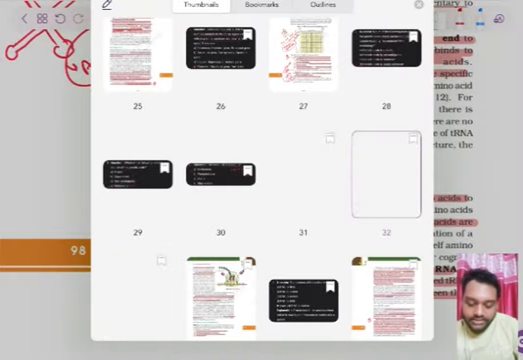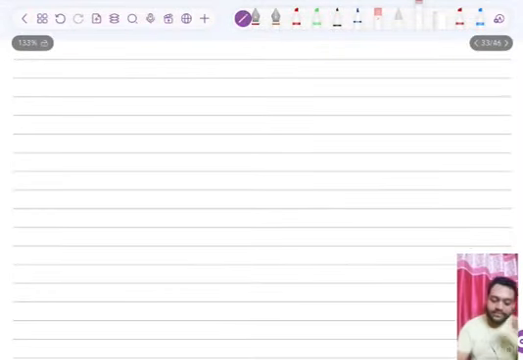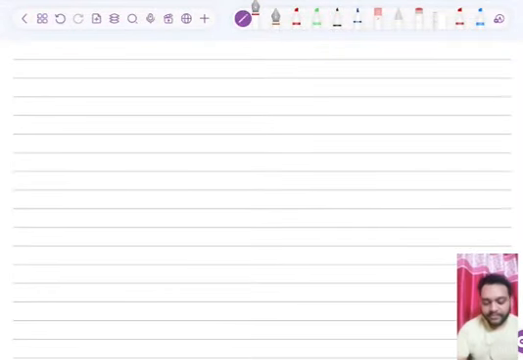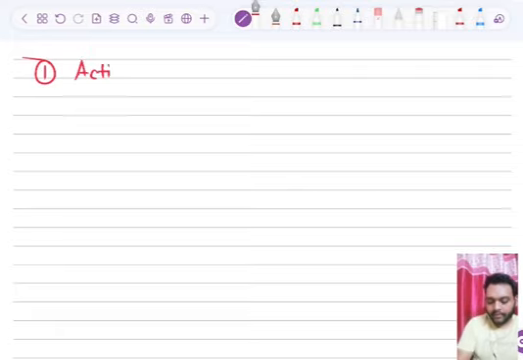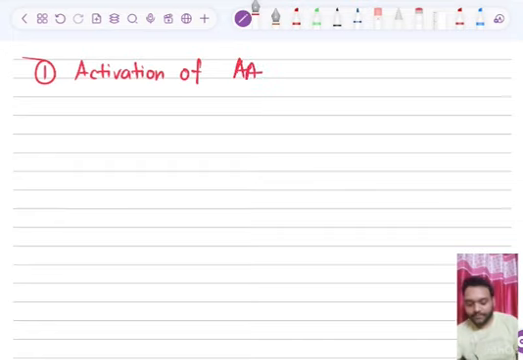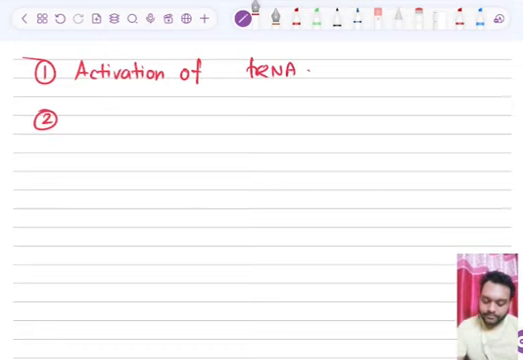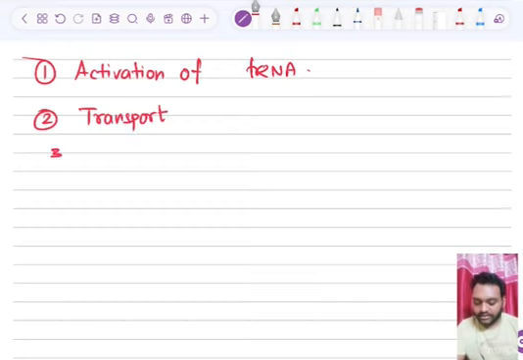Translation is a multi-step process. The first step of the process is activation of amino acids. The first amino acid is activated. tRNA is activated, sorry, my mistake. tRNA is activated. Then transport, then production of amino acids. How does it happen? Let's see.